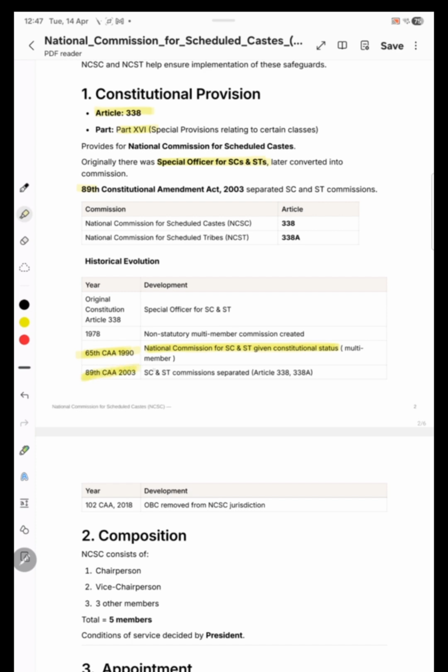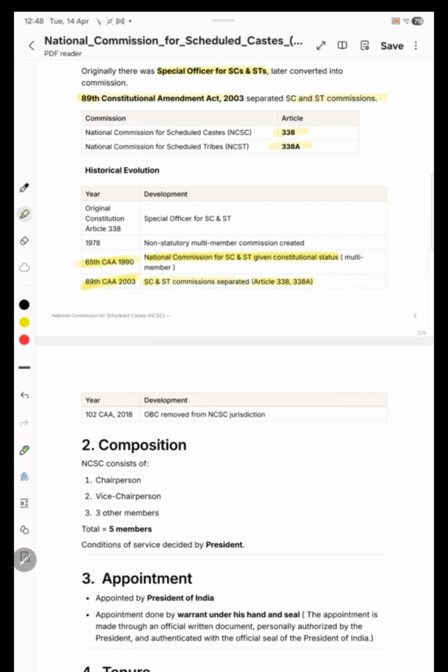By the 89th Constitutional Amendment Act of 2003, this single commission was separated into two commissions. SC and ST commissions were separated under Article 338 and 338A. So the 89th Constitution Amendment Act 2003 separated the SC and ST commissions. 338A. Okay, so we need to remember this. Now there was one more Constitution Amendment Act enacted in 2018, the 102nd Constitution Amendment Act of 2018. This removed OBC from NCSC jurisdiction and a separate commission was created, the NCBC, National Commission for Backward Classes, right? This was by the 102nd. So 65th, 89th and 102nd.